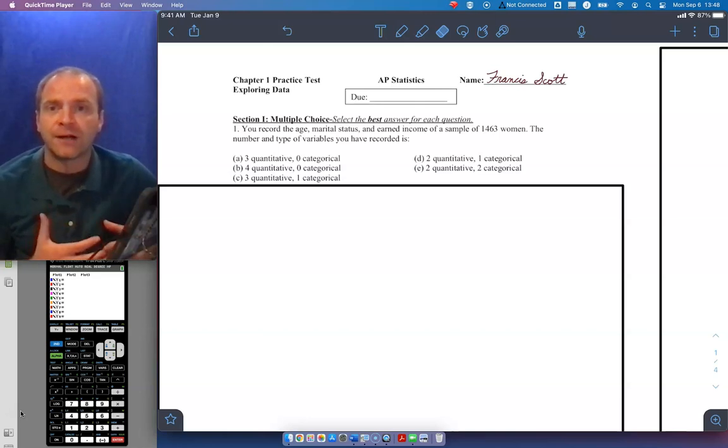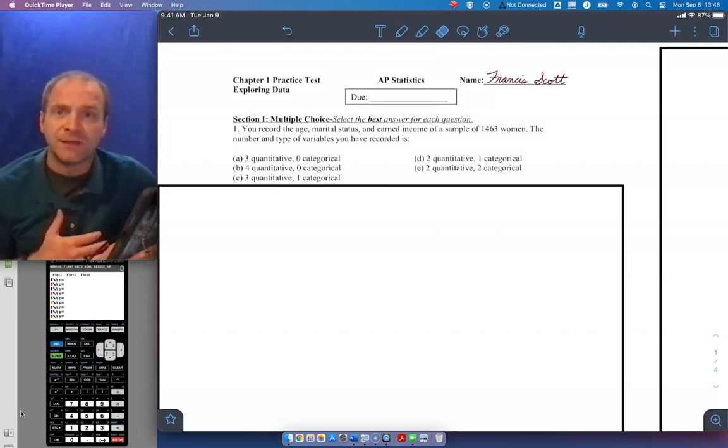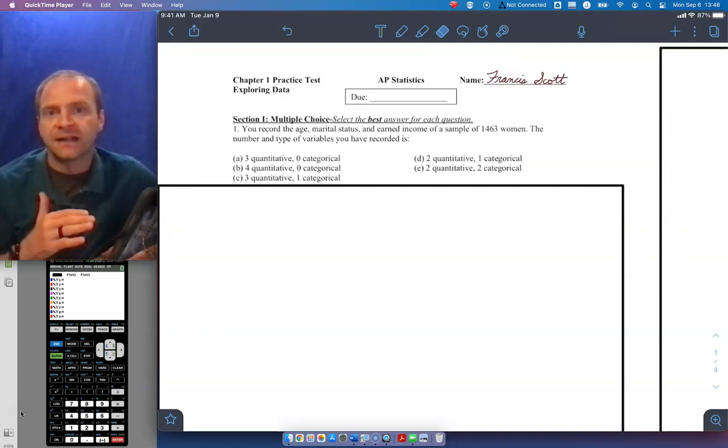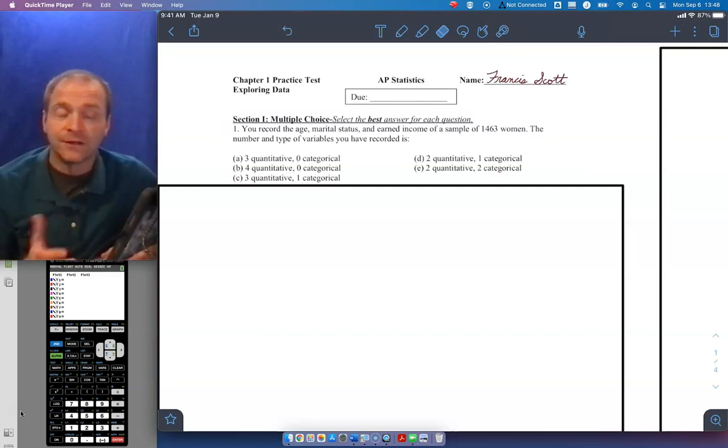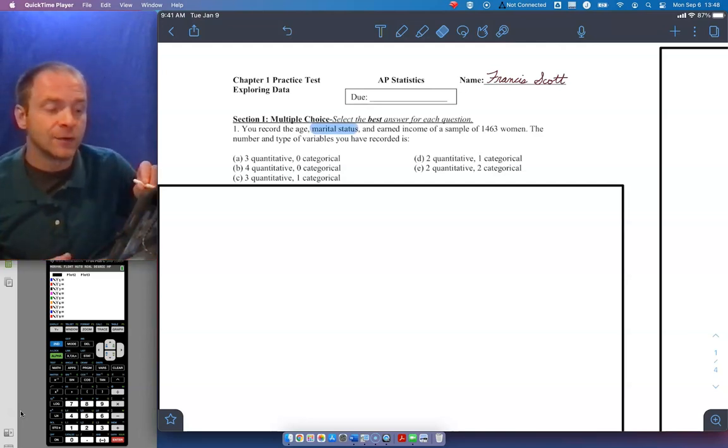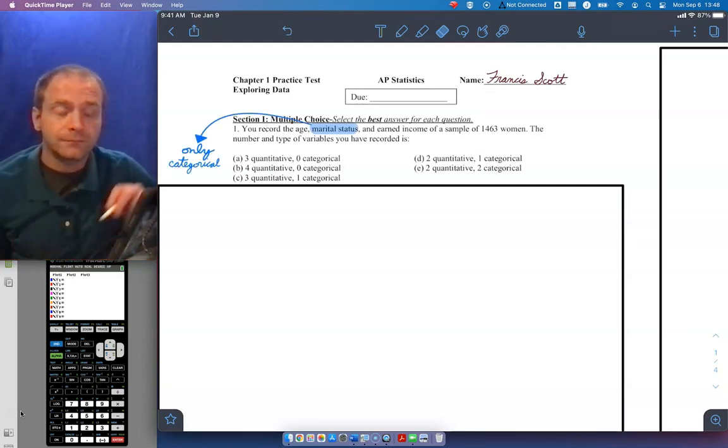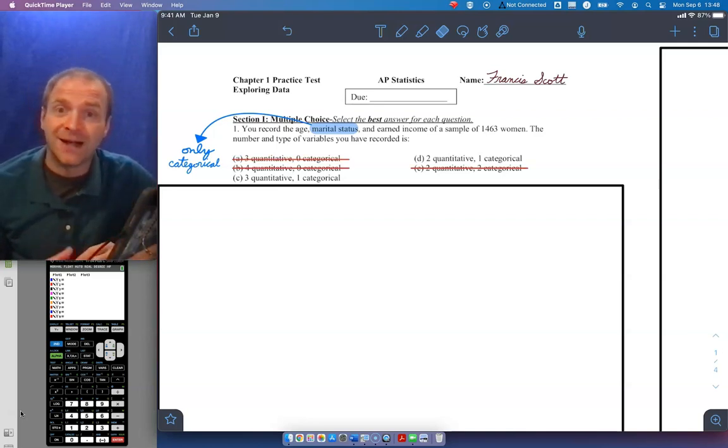If we look at the first prompt, it says you record the age, marital status, and earned income of a sample of 1,463 women. The number and type of variables you recorded is... Well, you may want to look at the quantitative first. But if I look at my choices, I can eliminate a lot of them by determining which one is categorical first. Marital status is the only categorical variable, and that allows me to cross out 3 choices right away. So I go from a 20% chance on guessing to a 50% chance on guessing.